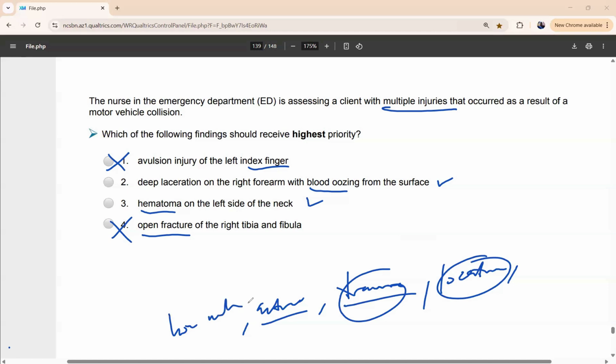Now, when the question is talking about bleeding, you will notice that it's giving location. So the question is testing you on bleeding related to location. So this one is saying bleeding from the surface, right? Now, deep laceration on the right one with blood oozing from the surface. This one is talking about bleeding under the skin related to the neck. Now, the location is what? Forearm, the location is neck. Anytime NCLEX is testing you on bleeding related to location, the location will tell you if it is a priority.